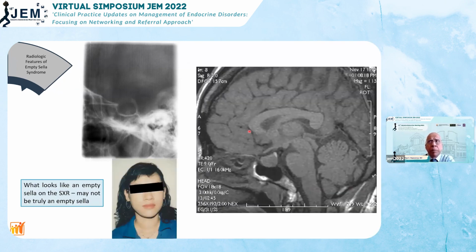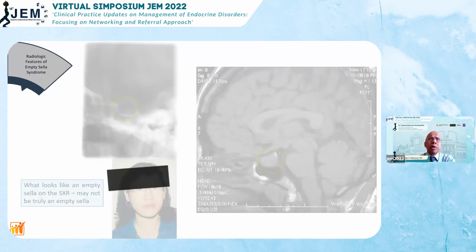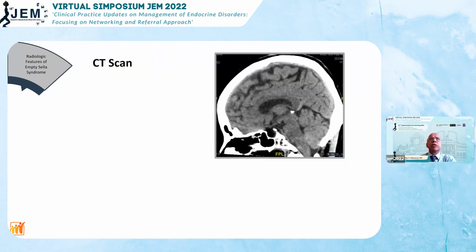She had acromegaly due to a pituitary tumor. So the pituitary tumor caused an enlarged pituitary fossa. That's an important caveat in trying to look at simple X-rays. What about CT scans? CT scans generally show a fossa filled with CSF and its variable size.